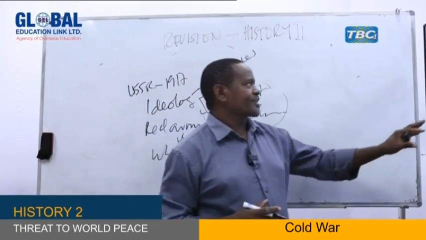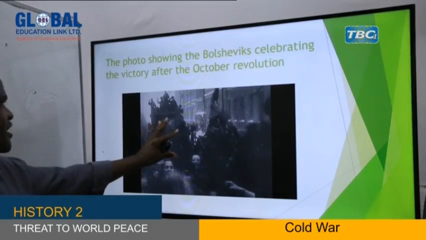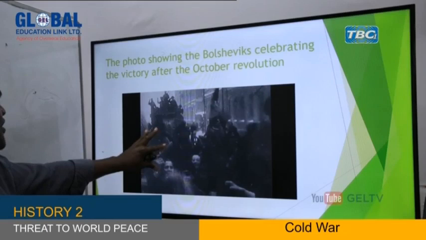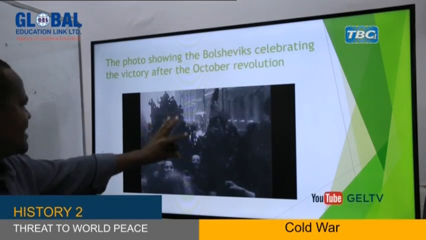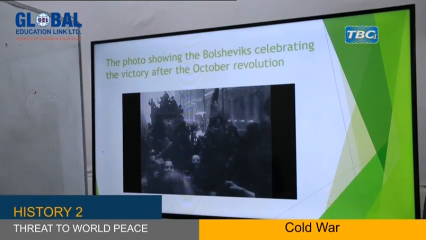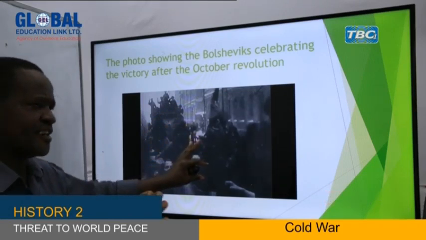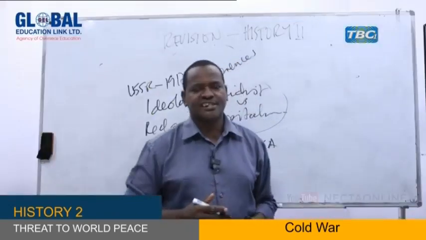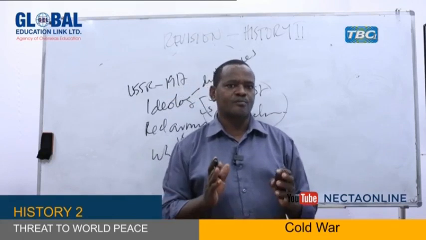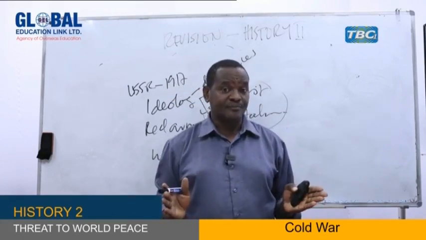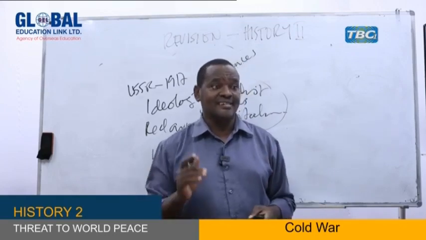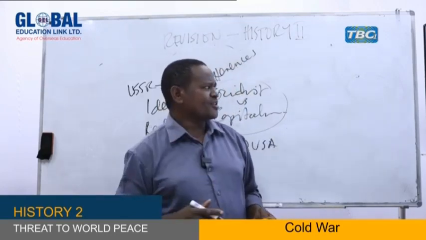My dear students, this is the picture which shows the people of the Soviet Union, the Bolsheviks, celebrating the victories during the October Revolution of 1917. A revolution which, as I said, changed the world. It changed the world because it led to the emergence of the Cold War, which later came to divide the world into three blocks: the Eastern Bloc, the Western Bloc, and later the non-aligned countries, my dear students. Let's now go to the second point.